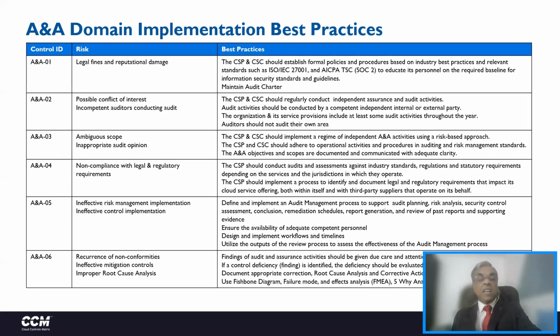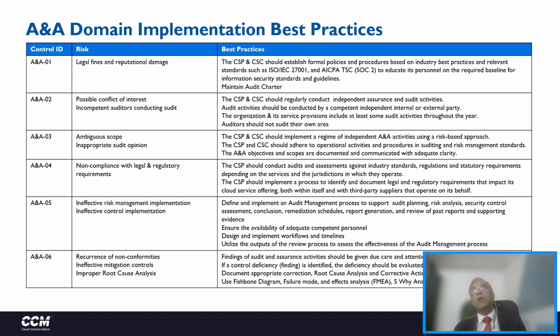Now, coming to the next control, ineffective risk management implementation and ineffective control implementation are among the risks that we are going to get if we do not implement control 5. So for that, we need to define and implement an audit management process. The audit management process should have the audit plan, audit team members should be available, they should be competent to conduct the audit, and all of these should be followed in a sequential order.